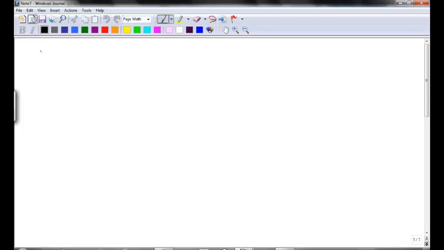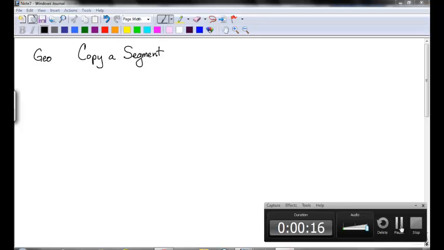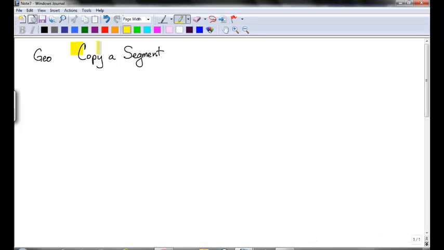Okay, so under these constructions, the first one that we're going to do is copy a segment. Here we go. On the first one, we're going to copy a segment, and using their construction, we're going to use a ruler and a compass. On step one, it says draw a segment, JK, on your paper. So with your ruler or straight edge, draw a segment JK somewhere on your paper.